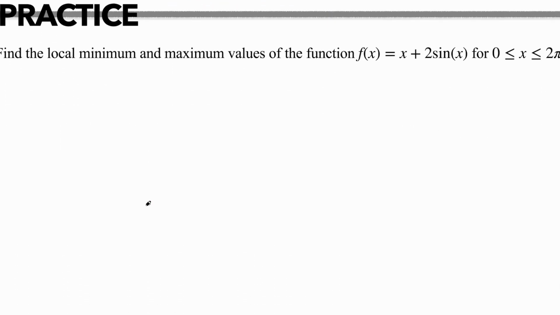So pause the video, you try to do this one on your own, and then resume to see the answer.